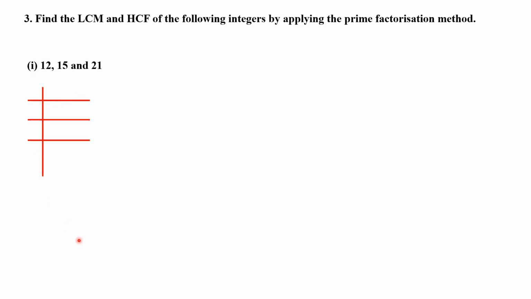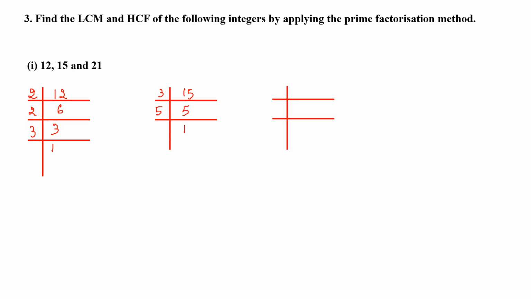So first is 12. Now 12 is an even number. So we have to use 2 here. So 2 times 6. Again 6 is an even number. So 2 times 3 and then 3 times 1. Next is 15. 15 comes in the table of 3. 3 times 5. 5 times 1. Next is 21. It will be 3 times 7 and then 7 times 1. So my prime factorization is done.